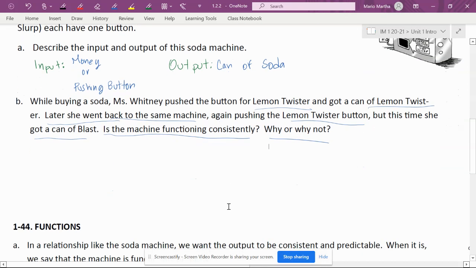If you said no, it makes sense, right? Because if you put in the money and you're expecting a Lemon Twister, but instead you get a Blast, that means the machine is not working properly. So the reason is that we can't predict what will happen if we push the Lemon Twister button.